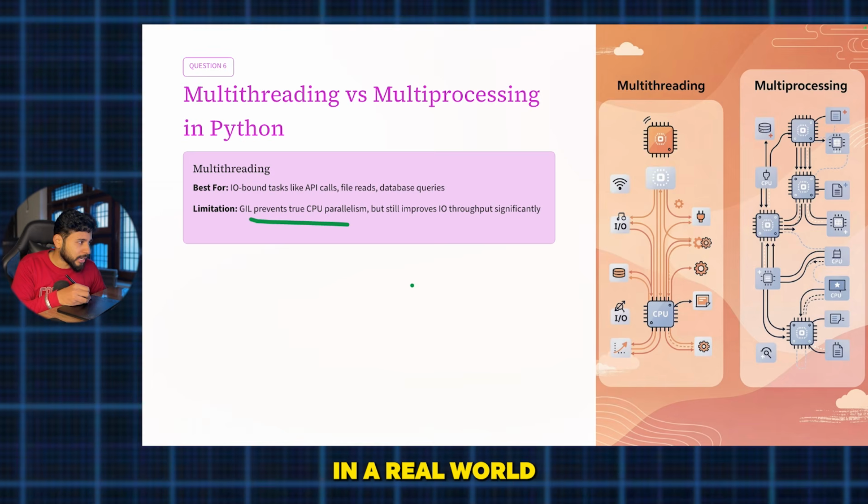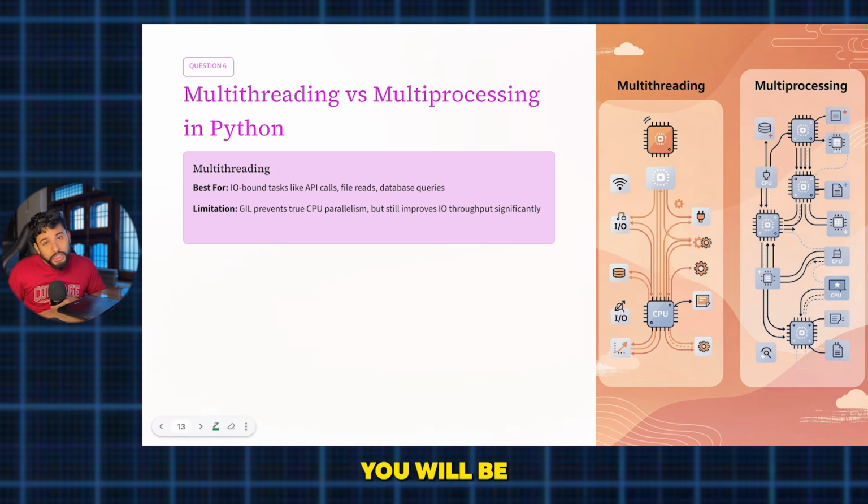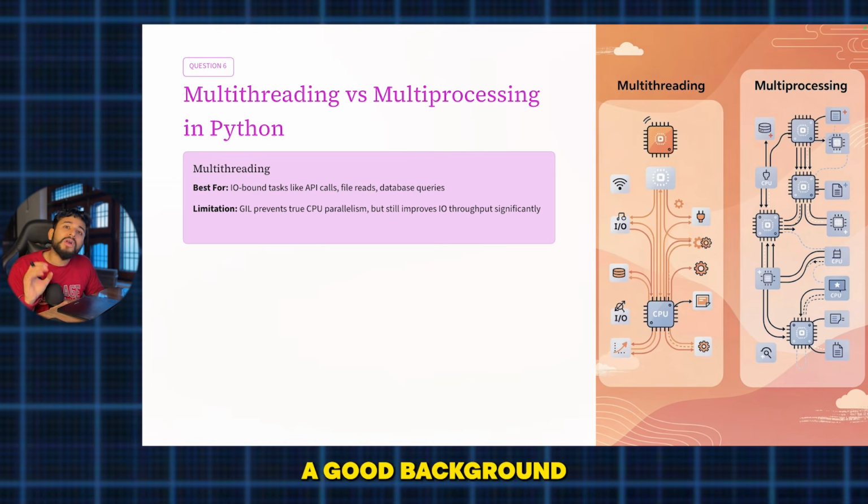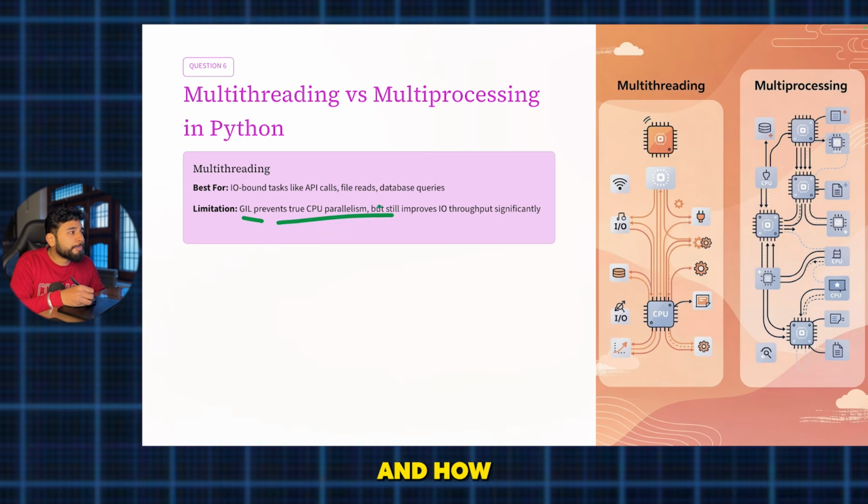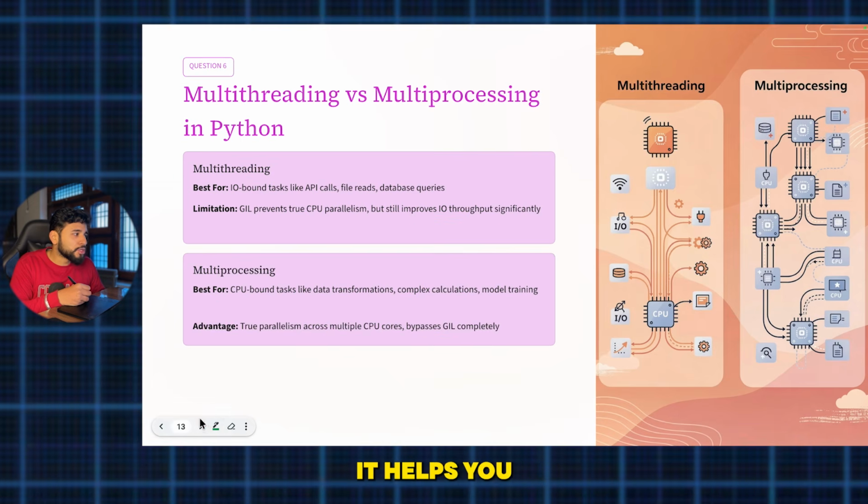Whenever you work on real-world scenarios or live projects, or self-based production projects built from your learnings, like we have already done in the DataX bootcamp, people from there understand these things. But a good background is definitely needed to understand how the GIL, the global interpreter lock, works and how true parallelism gets blocked. Still, it improves IO throughput significantly. Definitely it helps you in that.